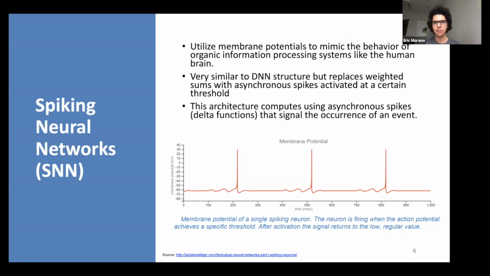So we take this to the spiking neural network regime. And basically what we do is we utilize these membrane potentials to mimic the behavior of the human brain. The structure is very similar to a DNN, but instead of performing weighted sums at the nodes, you basically add together asynchronous spikes, which are activated at a certain threshold. And then these asynchronous spikes, which are delta functions, signal the occurrence of an event. So this is the membrane potential of a spiking neuron. And basically what happens is there's nothing that occurs in the membrane until it reaches a certain potential. And once it reaches that potential, it spikes and it drops back down. So that's the whole computation going on in a spiking neural network.